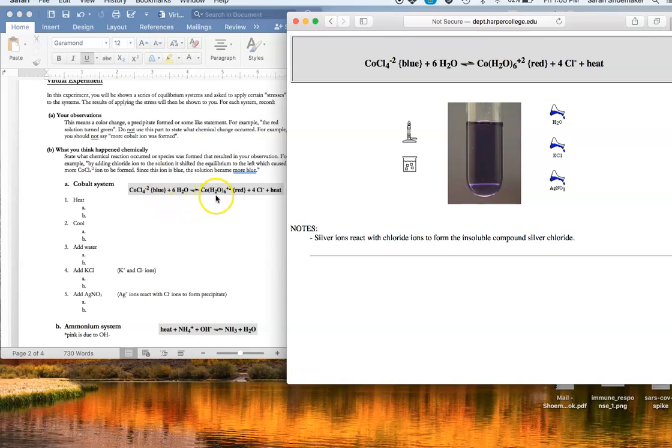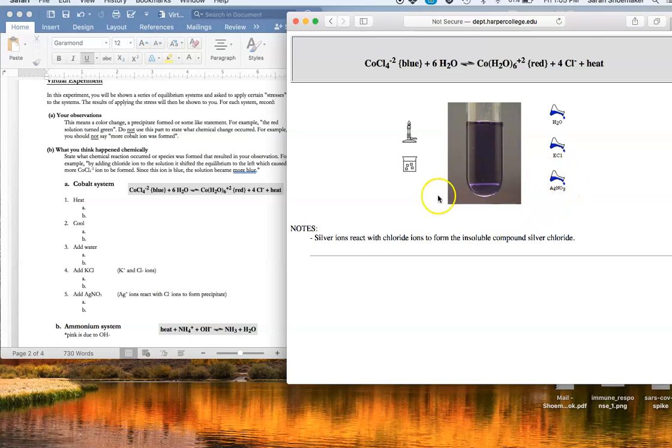And then on the product side, we have this cobalt hydrate, which is a red ion, and free chloride ions, and heat is produced as well. So this would be an example of an exothermic reaction. Heat is produced. Also, it gives us this note here. It says that silver ions react with chloride ions to form silver chloride. So that's going to be relevant when we add silver nitrate.